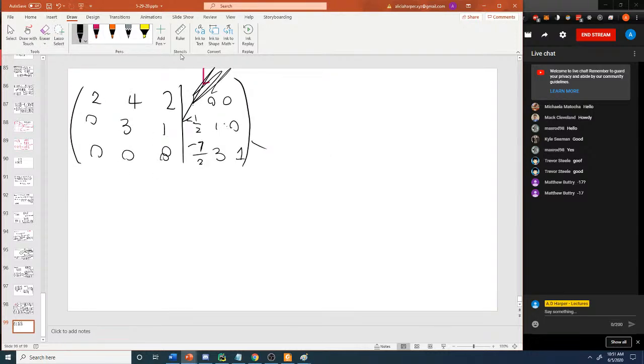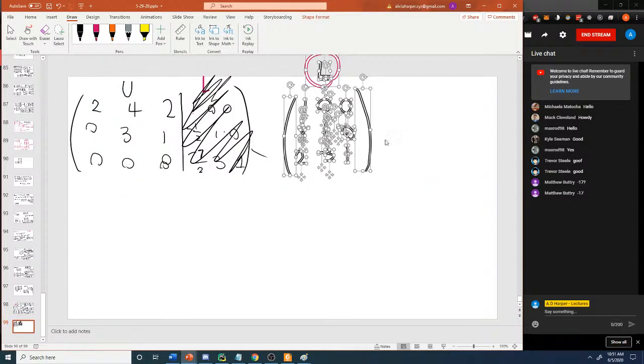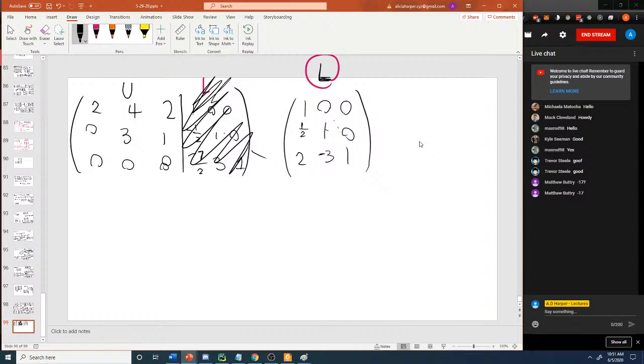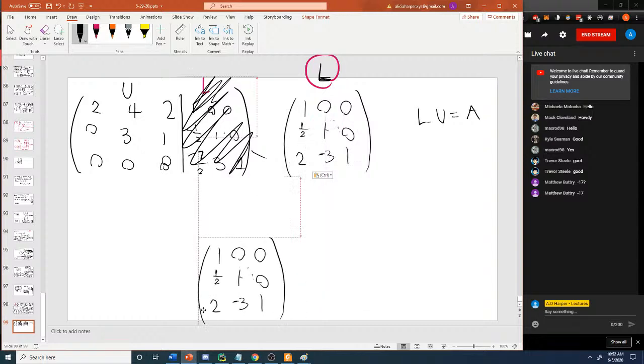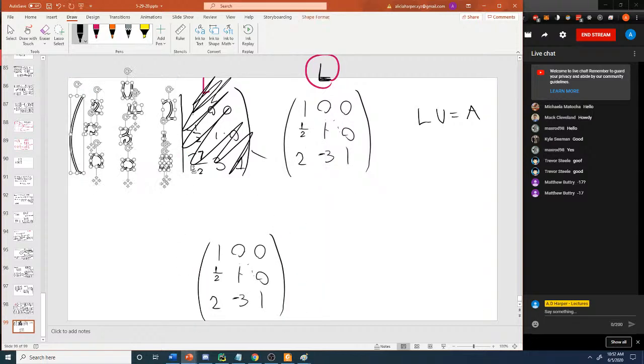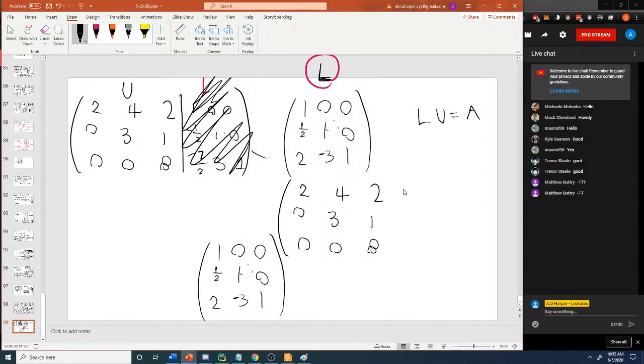I don't want this anymore, but I do want this. I'm going to call this U. And I'm going to also take the L that we computed over here and put that down. And what I'm going to verify is that L times U is equal to A. So this will be a computation. So I'll take this, put it right here, and I'll take this, put it right here, and I'll compute the product.